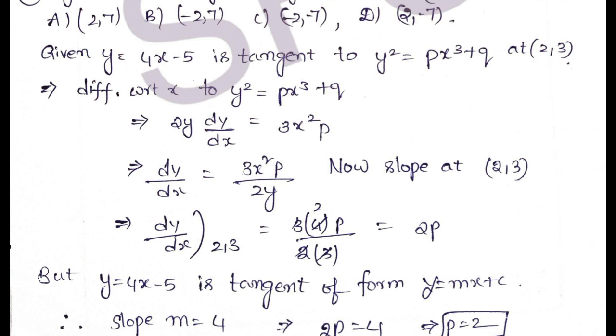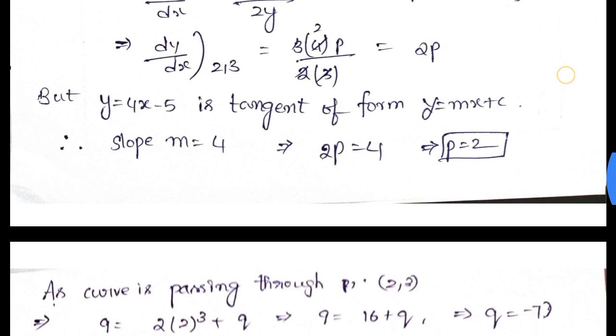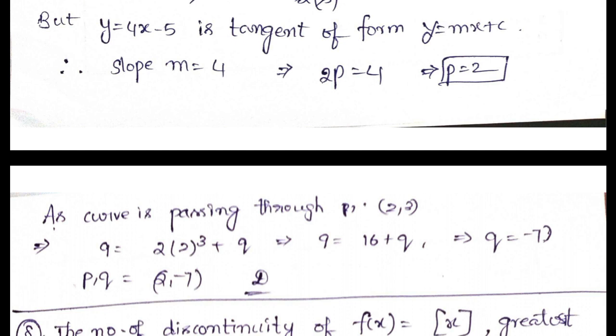But already we are given y is equal to 4x minus 5 is a tangent of the curve. So what is the form of the tangent? y is equal to mx plus c. From this form we can get slope m is equal to 4 and p is equal to 2, as 2p is the slope. As the curve is passing through the point 2 comma 3, substituting the value of p in the curve, we get q as minus 7. Now p comma q is equal to 2 comma minus 7.